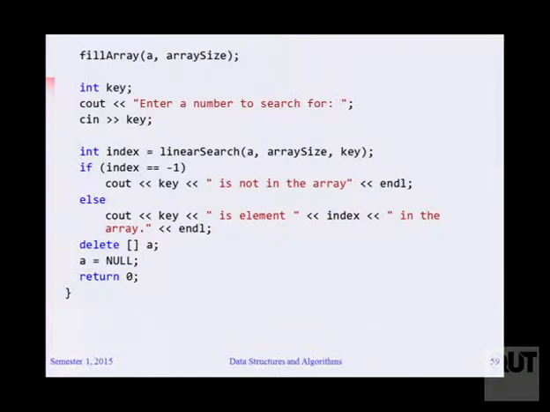So this is the second function. The first parameter is the array's name. The second one is the size of the array. Because in C++, as I mentioned in last week's lecture, an array is not a class. An array is just a built-in fundamental data type, so there's nowhere we can get the size of the array.